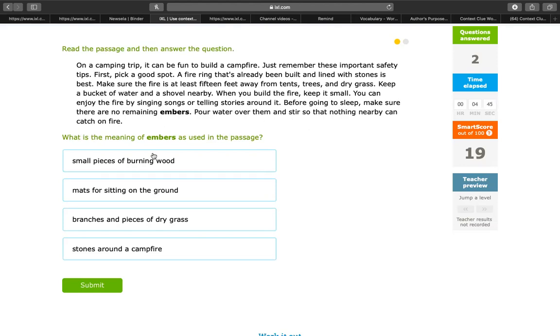We don't know that word, okay? We are trying to understand what's going on here with this mystery word, embers. Small pieces of burning wood. I could say that's a possibility, because we're talking about a campfire.